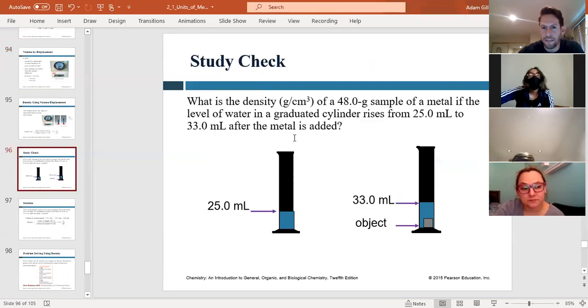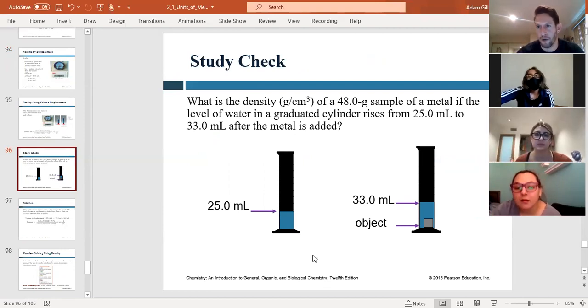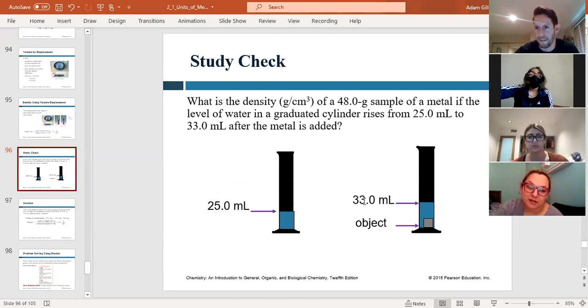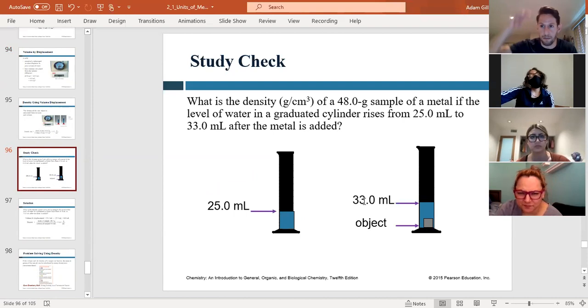So the quick and simple way is you dunk something in water and see how much the water level rises. That is a quick, ingenious way to measure the volume of something. If you have a graduated cylinder with 25 mils of water and you drop this little object in there and the water goes up to 33 mils, how much space does it take up? The 8 mils, right? That's actually how we measure the volume of things: we just dunk them in tanks of water and see how much the water goes up, because that's the quickest and easiest way.